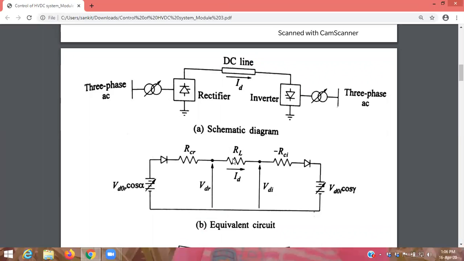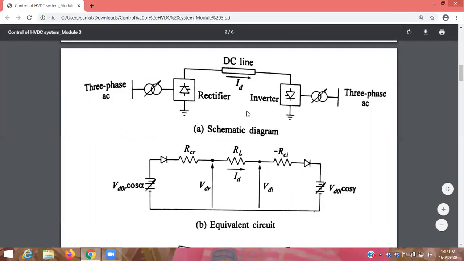This is the electrical circuit diagram of how an HVDC system looks internally. This is VD0, you know the value of VD0, which is proportional to the line to neutral voltage, the RMS value. These R and I indicate that R is for the rectifier terminal and I is for the inverter terminal, and in between this is the DC link. So RL is nothing but the resistance of the DC line. I is the current flowing through the line.